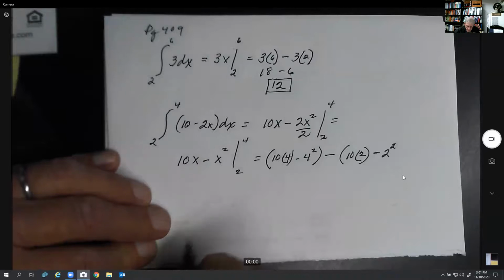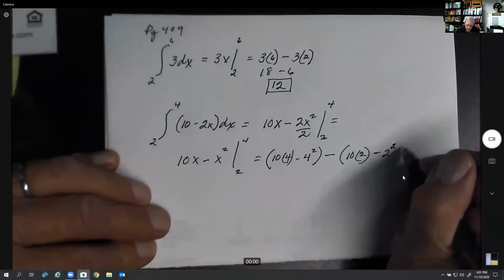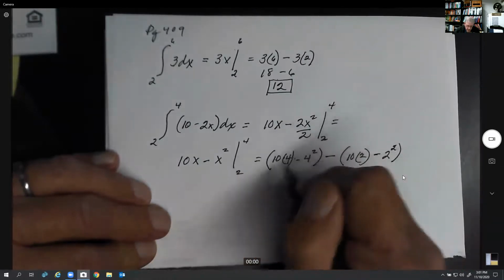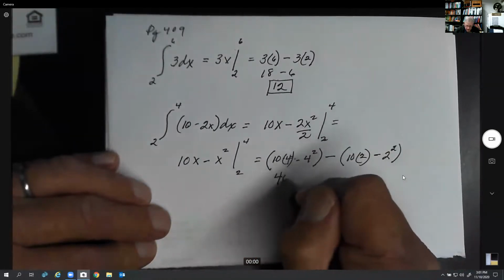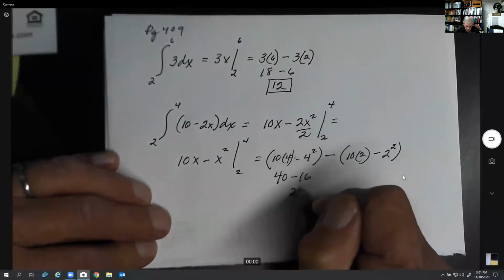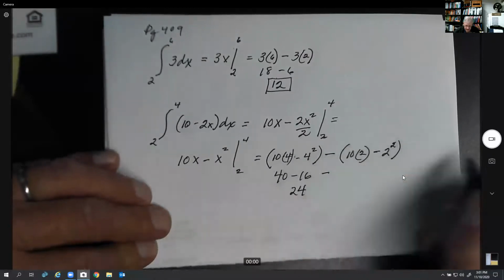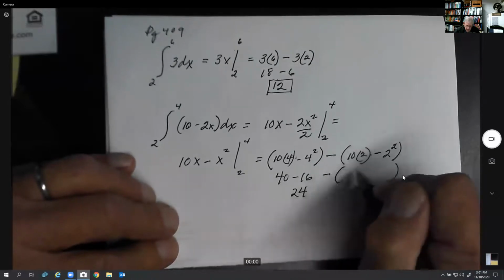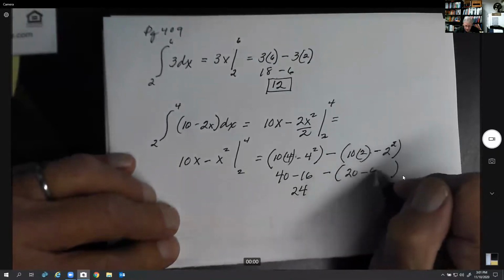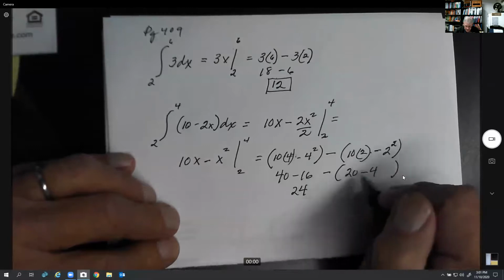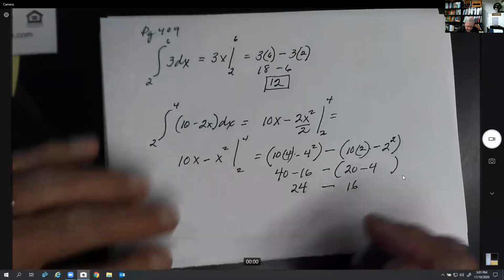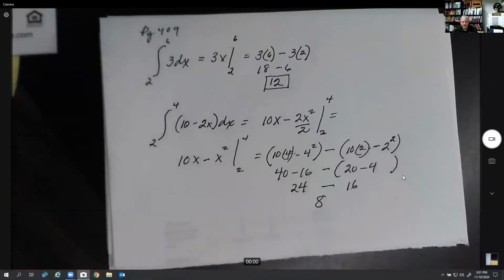Okay, so first we put in a 4, then we put in a 2. So this would be 40 minus 16, which is 24, minus this whole thing, 20 minus 4, which is 16. So this would be 24 minus 16 gives me 8.